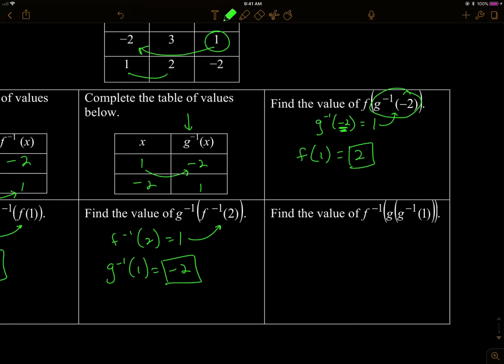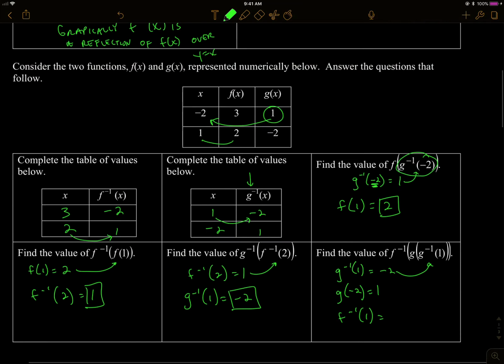And the last one, we're going to do a triple composition here. So I start with G inverse of 1. That means I go to the table G. I find the y value 1. It points back to an x value of -2. I substitute that in, and now I'm finding G of -2, which we pull off the table is 1.